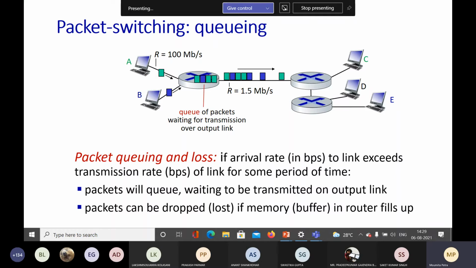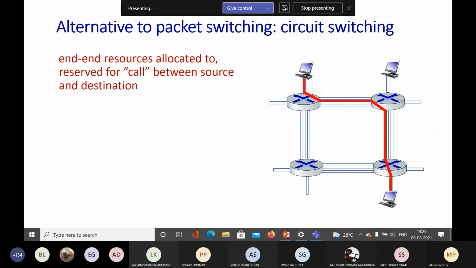I hope this is clear. If this is not clear, please raise questions. All right. So now I'm going to switch to the next kind of switching technique.